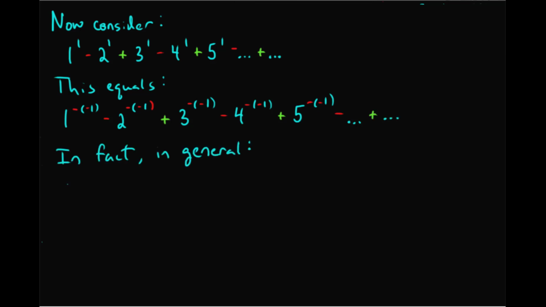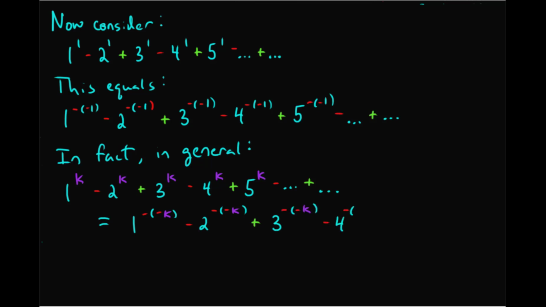We would have 1 to the k minus 2 to the k plus 3 to the k minus 4 to the k plus 5 to the k minus dot dot dot, which is equivalent to 1 to the negative negative k minus 2 to the negative negative k plus 3 to the negative negative k, and so on. And so what does the series 1 to the k minus 2 to the k plus 3 to the k minus 4 to the k and so on equal? It just equals eta of negative k.